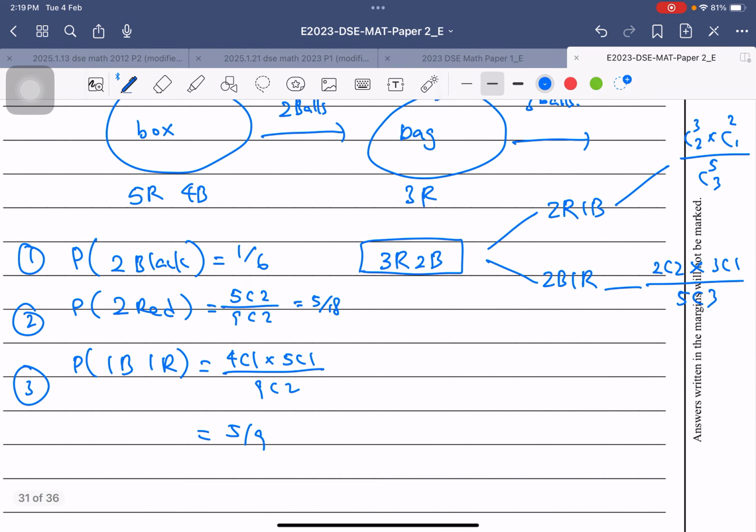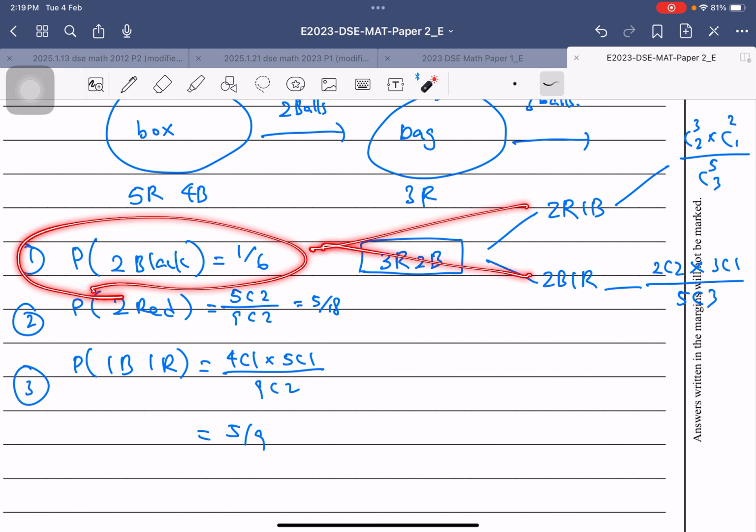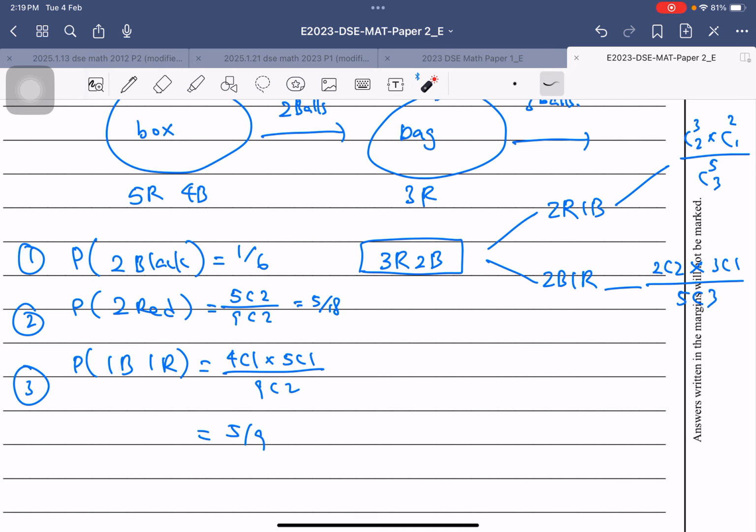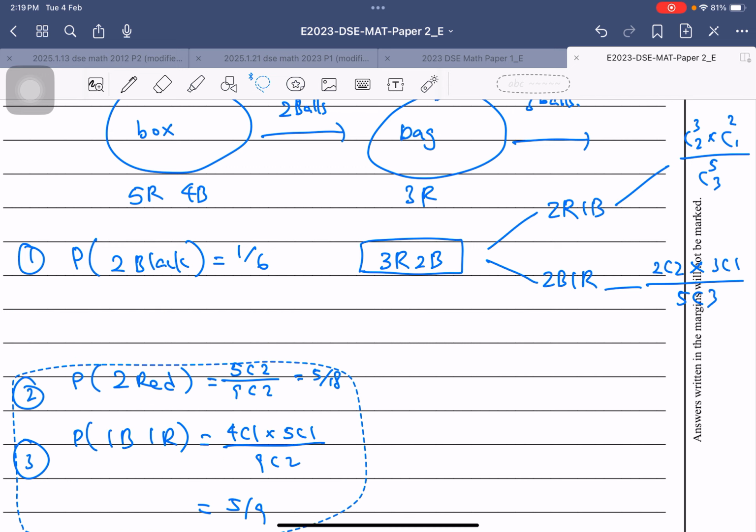That's the first case. Given that this has happened, then you still have these two different cases. So you calculate again. And then we need to consider the second case.